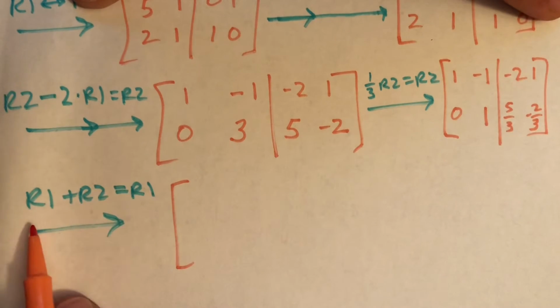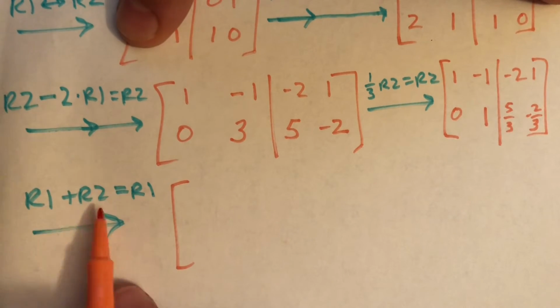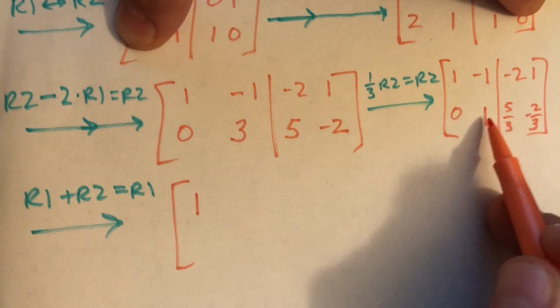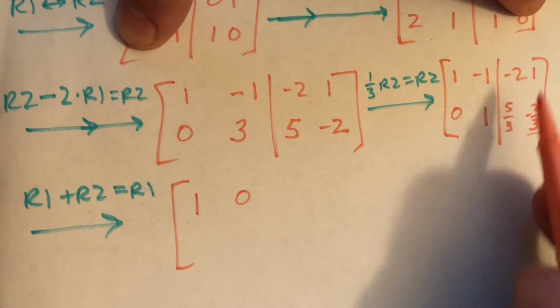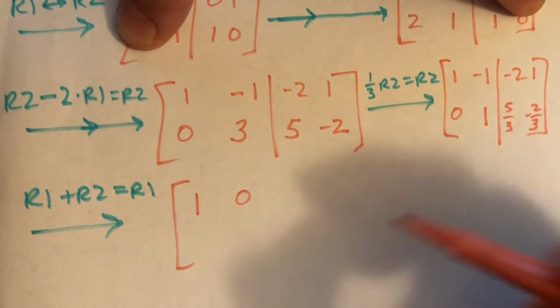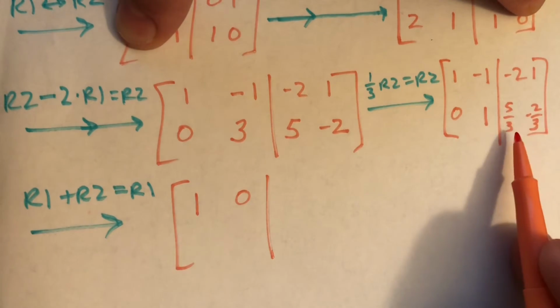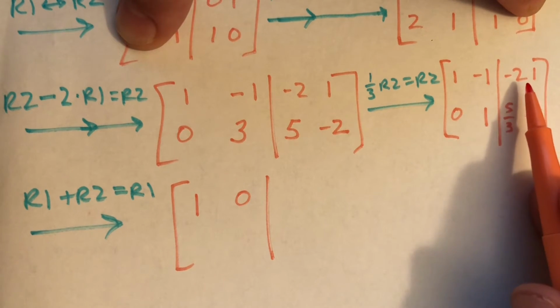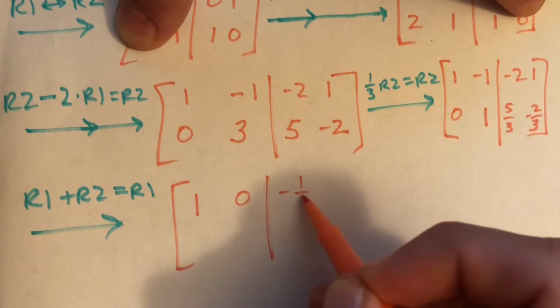Alrighty. So row 1, that's the one that's changing. I'm going to add the 2 rows together. That's all we're doing. 1 plus 0, that's 1. 1 plus negative 1, that's 0. 5/3 plus negative 2. Negative 2, that's negative 6/3. So if I add those together, I'm going to get negative 1/3.